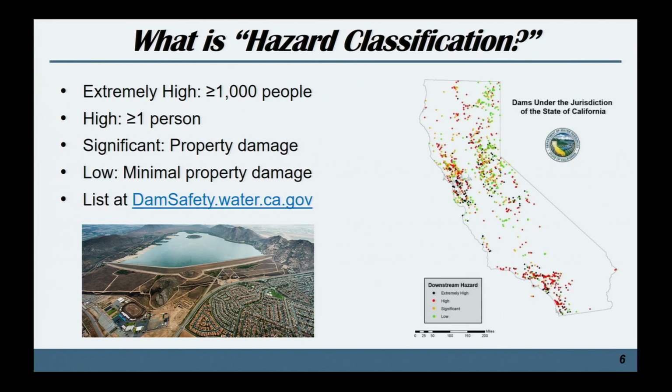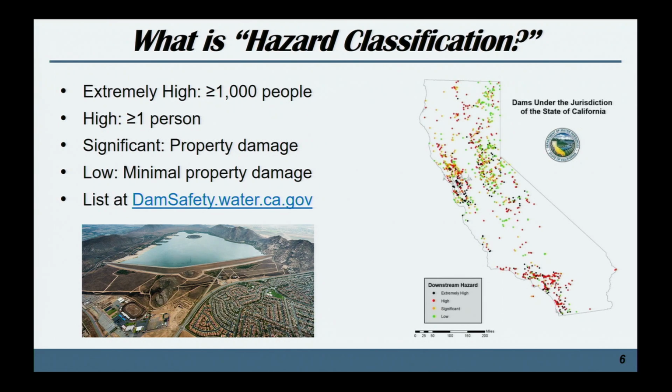One of the questions that we get most often is, what is hazard classification? The reason we get this question so often is because SB 92 requires inundation maps and EAPs for dams, and the deadlines for these new submittals are based on hazard classification. There are some definitions in the water code for hazard classification, and I'd like to just clarify. We also attempted to clarify in the regulations.